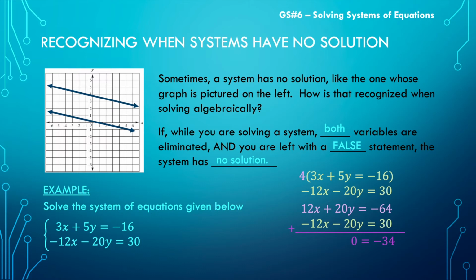Now, I don't know about you, but I don't think that that's true, right? 0 is definitely not equal to negative 34. And so, since this is a false statement, we would say that this system has no solution. You can just say no solution, or you can use the empty set symbol. This is pretty much what you would want to write, or just say no solution.